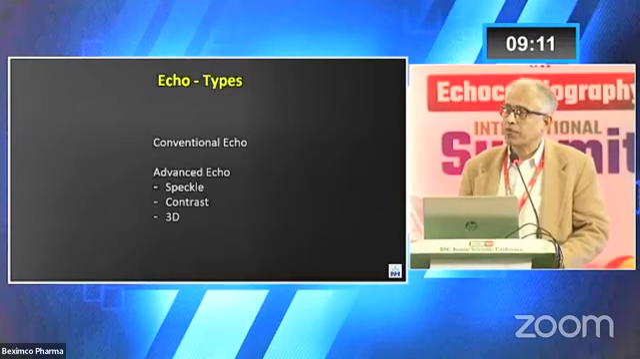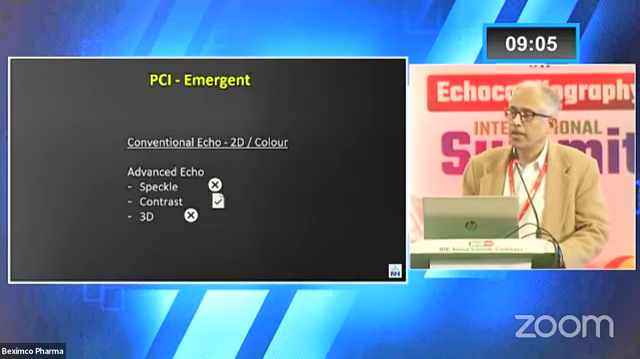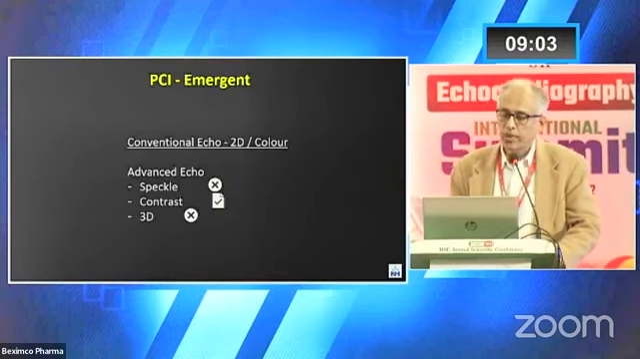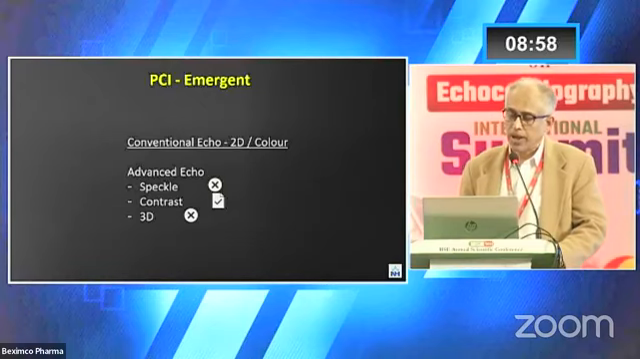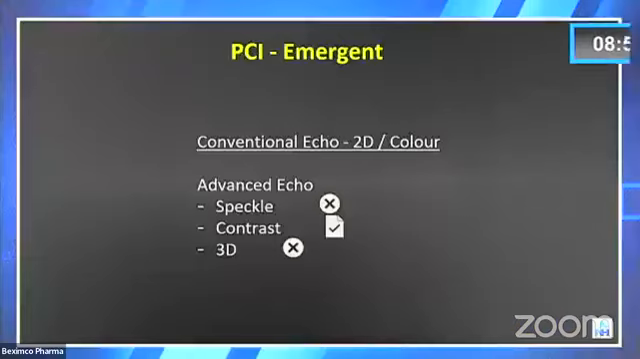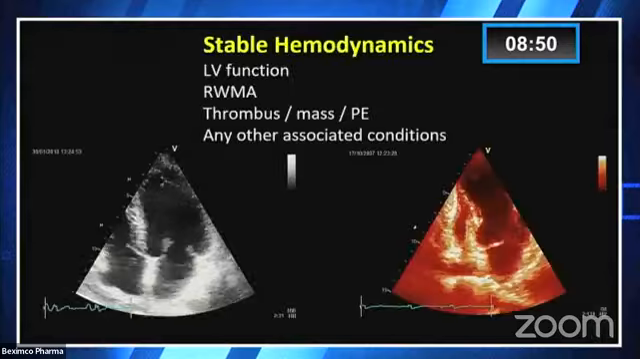Now, what are the types of echoes? You have the conventional echo, and then you have the advanced echo. When it comes to the emergent PCI, without any sort of hesitation, one can say that the focus is primarily on conventional echo, just 2D and color, and the other modalities are less likely to be used or not to be used. Contrast has a very limited role. I'll come to that later.